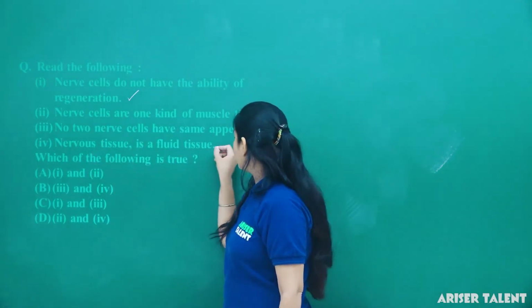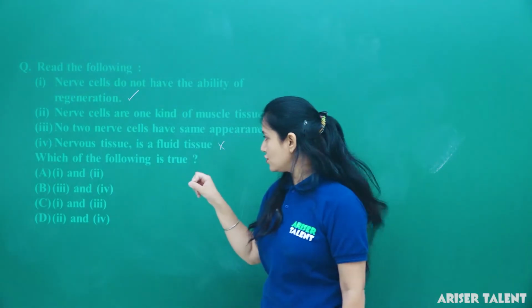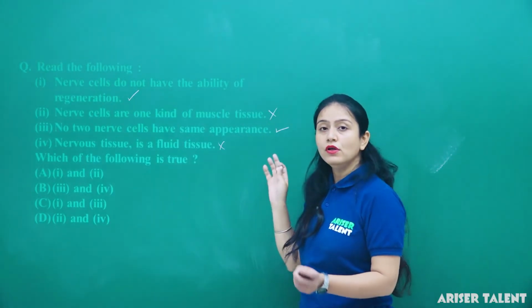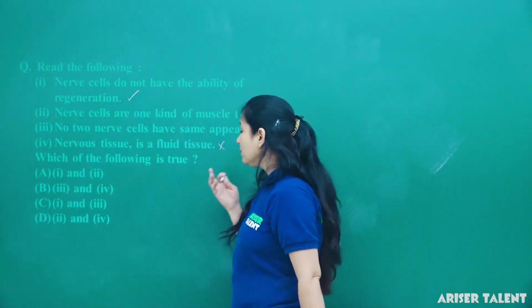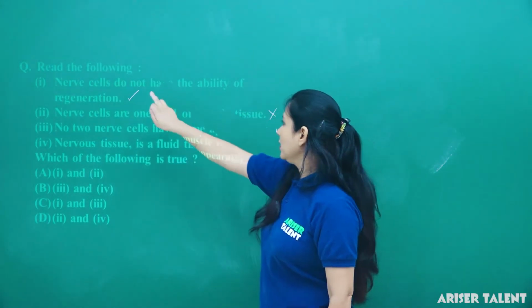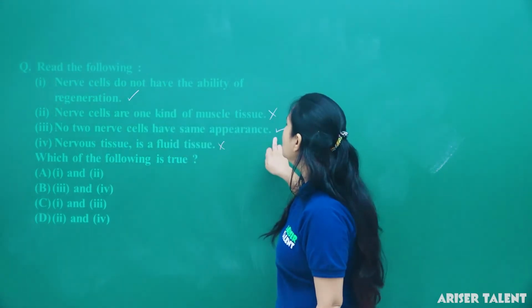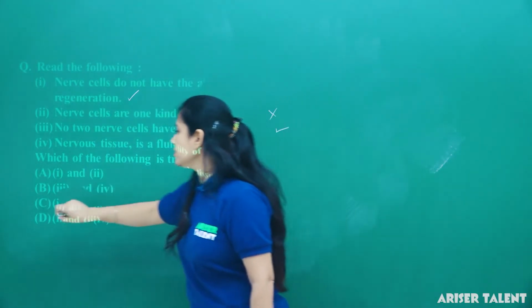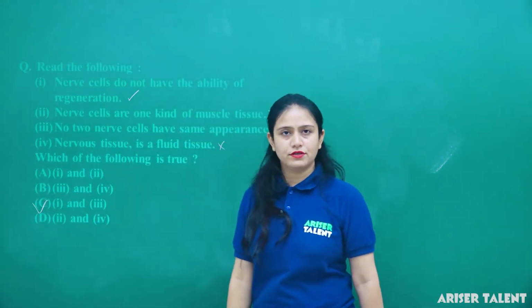Nerve tissue is a fluid tissue. No, nerve tissue is not a fluid tissue. Fluid tissues are different. They are made up of lymph and blood. Which of the following is true? So here we can see the first statement and third statement are true. So option C is the correct option. Okay.